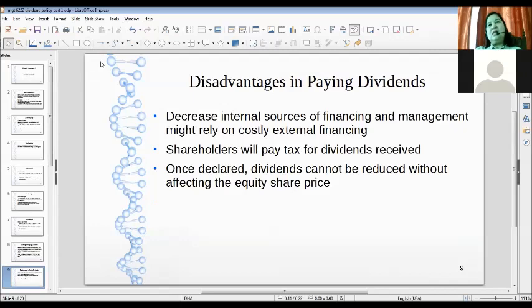Kung merong advantages ang paying the dividends, meron ding disadvantages. Okay. One is, in paying dividends, it decreases internal sources of financing and management might rely on costly external financing. Okay. Ang ibig sabihin niyan, class, kung meron tayong payment of dividend, there might be a possibility na yung ating capital ay, of course, mababawasan when we declare dividends. Maaaring we might result to borrowing money.